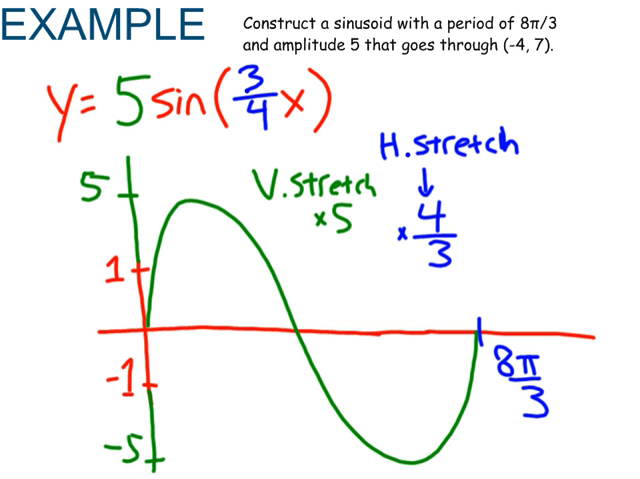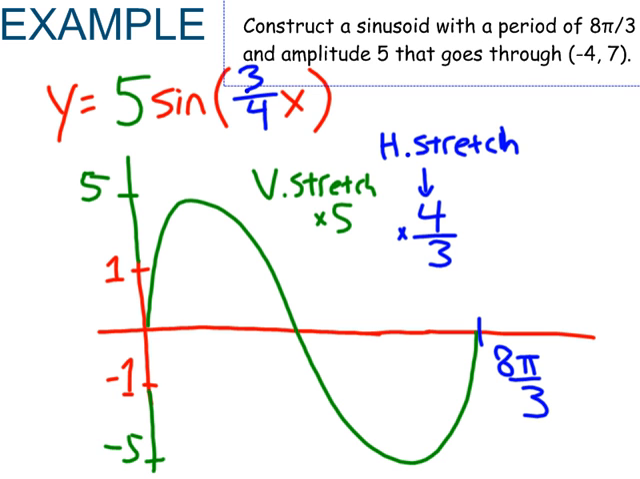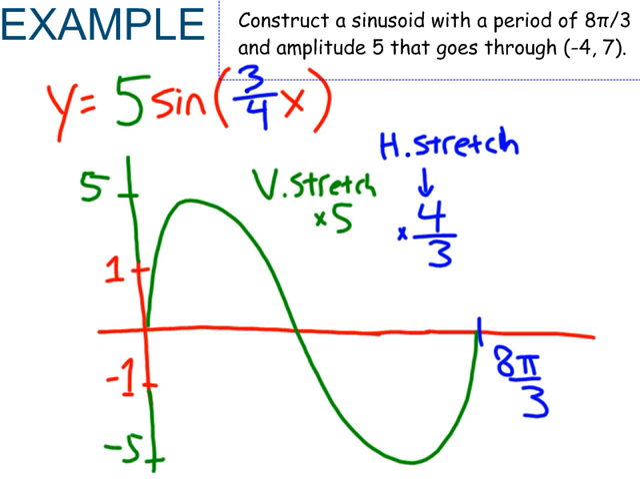And the last thing I need to do is to make sure that it goes through the point -4, 7. I hope you're viewing this on a big enough screen where you can see this last little piece of information. I need this to go through the point -4, 7. Now there are multiple ways I could do this, but I'm going to go for the easiest way, the most direct way. So I'm going to acknowledge that the sine wave, even after the horizontal and vertical stretch, is still going through the origin, right? It still starts at the origin.